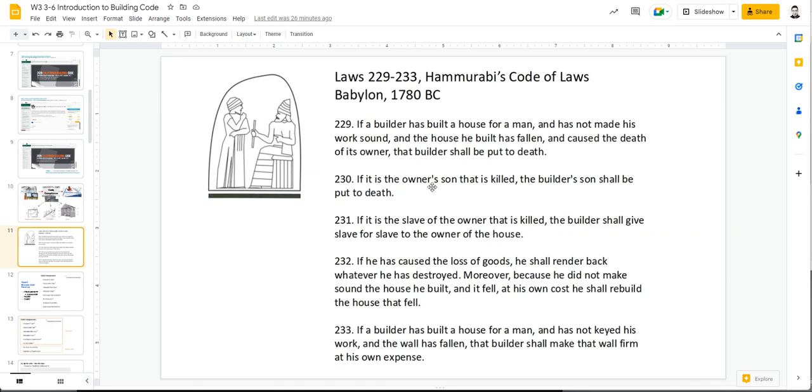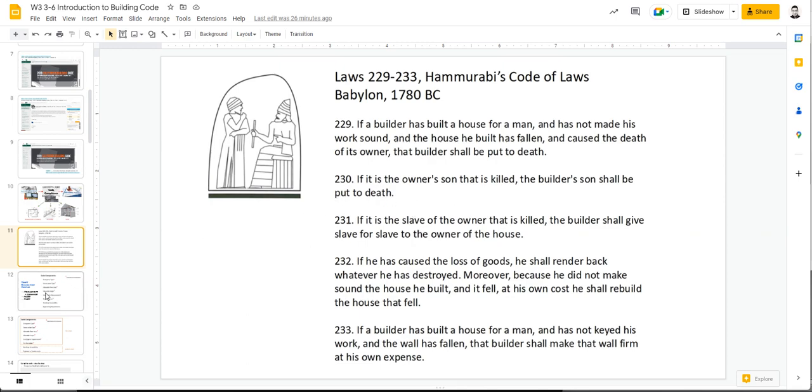If it is the owner's son that is killed, the builder's son shall be put to death. So again, very harsh. It's not really written to make or define how safe you can build a building, but it just talks about consequences.